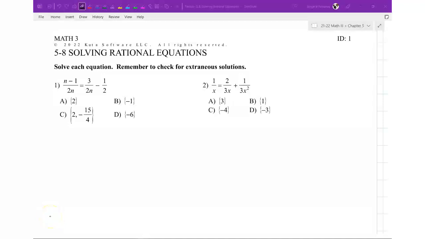All right, so this section, 5.8, solving rational equations, the key to doing these problems is that we have to find common denominators. So you're going to look at the denominators for all of the little fractions that they're showing you, and you're going to have to find common denominators for those fractions.